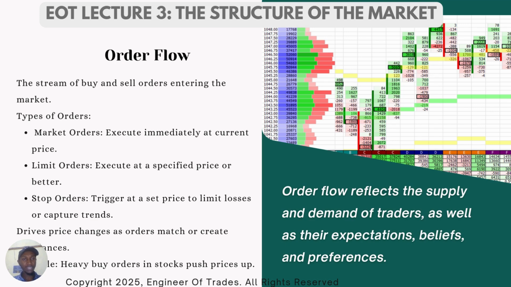What the order flow actually does is keep driving price changes as orders match. Because for every buy order there has to be a sell order. And if we have a surge in buy orders and do not have a surge in sell orders, that creates kind of an imbalance.